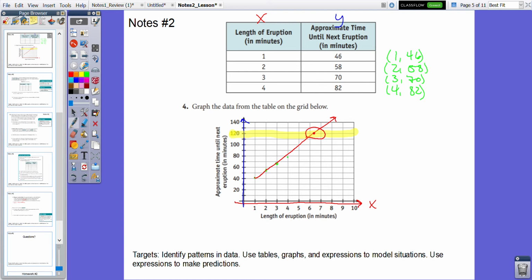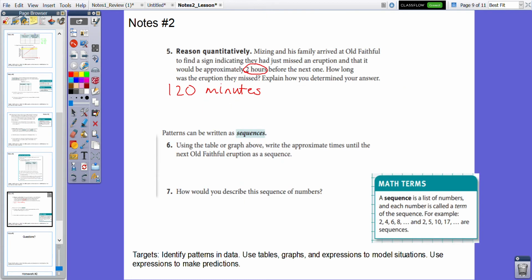We would say that Myers would have to be waiting about 6 to 7 minutes. We're going to find out exactly how long he would be waiting in a few problems here, okay?